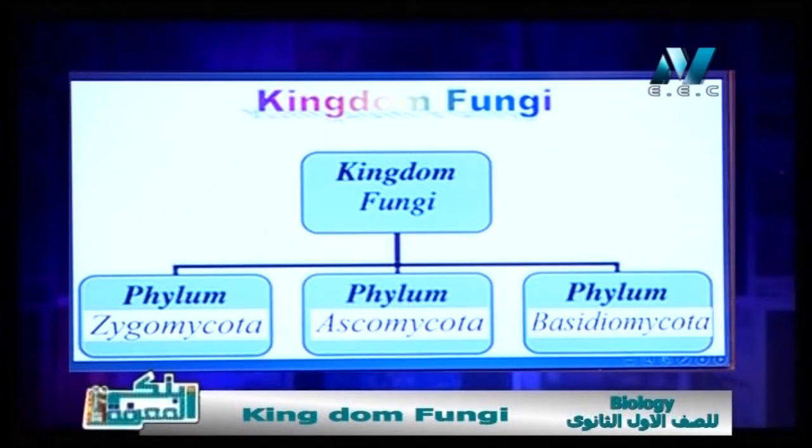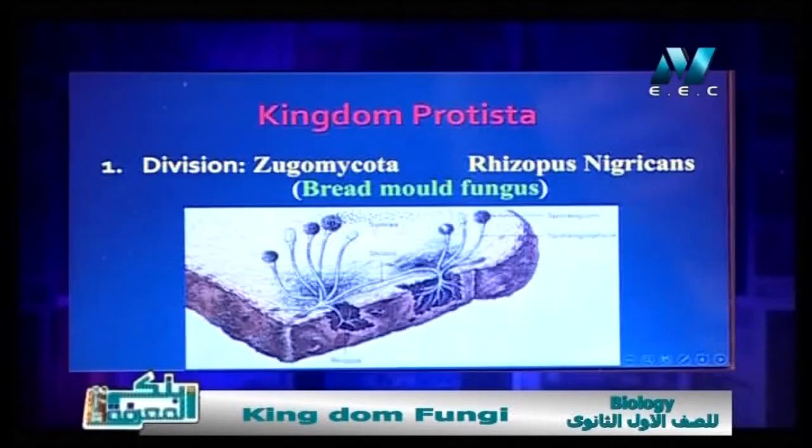Kingdom fungi includes many phyla. We will study 3 of them: phylum Zygomycota, Ascomycota, and Basidiomycota. The Zygomycota, we have an example here, Rhizopus nigricans, that we call bread mold fungus. This mold grows on bread, and as you see here, it is composed of many filaments, and the collection of these filaments are called mycelium.